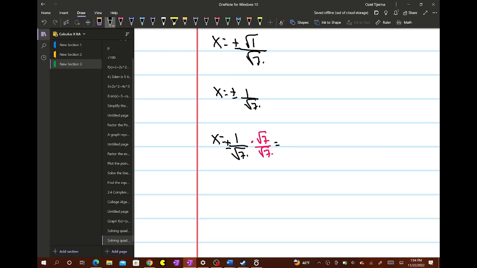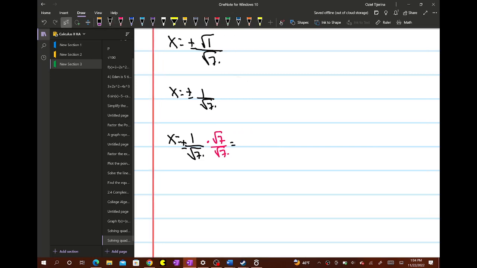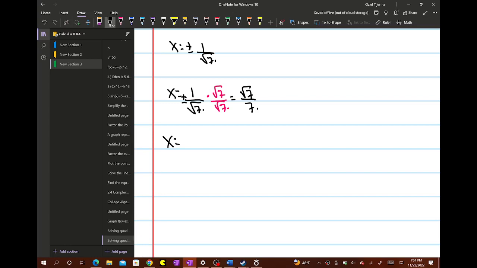And if you don't know how to do that, I do have a video on my YouTube channel about how to rationalize denominators, or simplifying square roots by rationalizing denominators. So this becomes the square root of 7 over 7. So x is equal to plus or minus square root of 7 over 7.